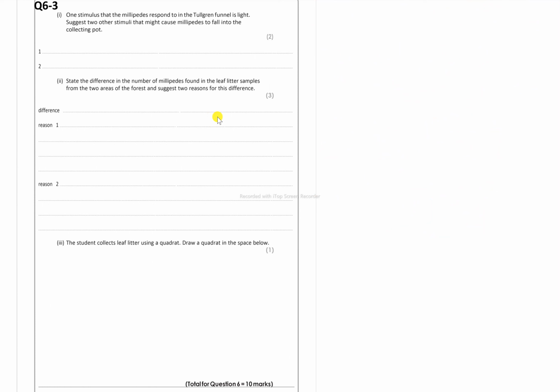Right, one stimulus that millipedes respond to is light. Suggest 2 of the stimuli. So what makes them hide or become active? It's the temperature or heat of the area, I suppose gravity as well, and moisture or dampness. How would gravity? I suppose, yeah, if they know where up and down is, and normally they don't want to go up because they'll get picked off by the birds on the trees or on the plants.